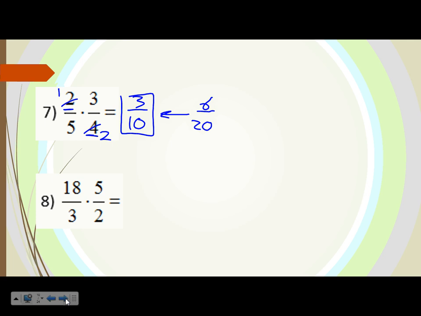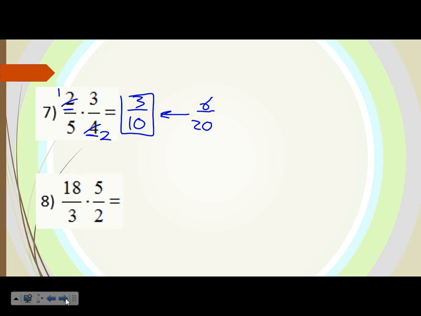Now, number 8. I know that this seems like, yes, you did this in elementary school, we all know how to do this, but I really want to work on these reducing things. So some people look at number 8 and say, oh, 18 over 3, I can reduce that. Divide both by 3, I get 6 over 1. Some people say, well, when I look at this, I can reduce 2 and 18, that's 1 and 9, if I divide them both by 2.